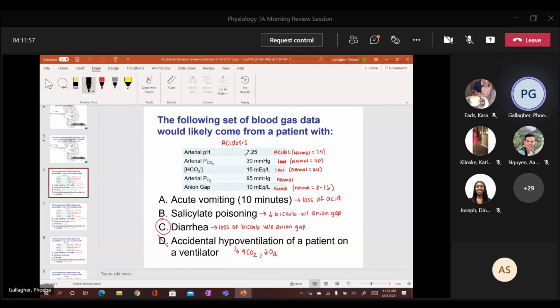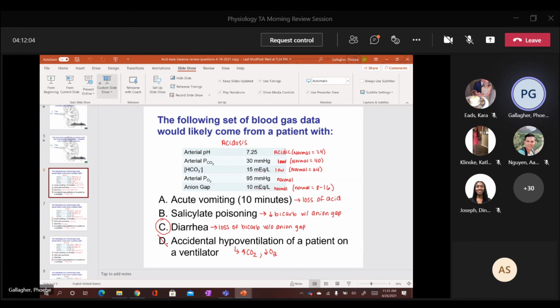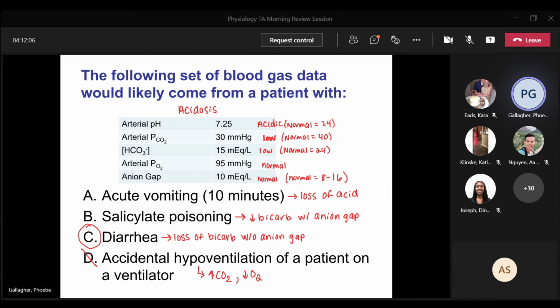You should remember the normal values for these. So our normal value is 7.4. So we know that this is below 7.4. So we know we are experiencing some kind of acidosis.